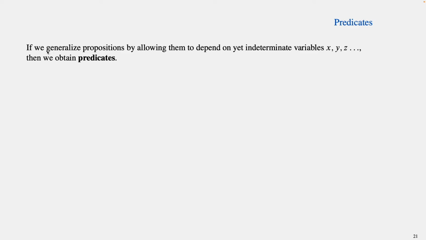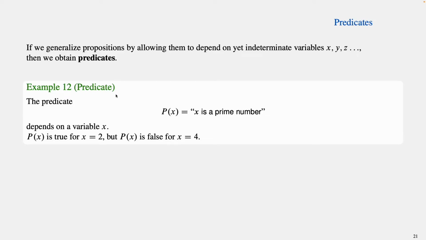Next, we refine our notion of a proposition by introducing predicates and quantifiers. If we generalize propositions by allowing them to depend on yet indeterminate variables, x, y, z, then we obtain predicates. So here is an example. The predicate P, depending on a variable x, is defined to be the proposition x is a prime number. And this depends on x.